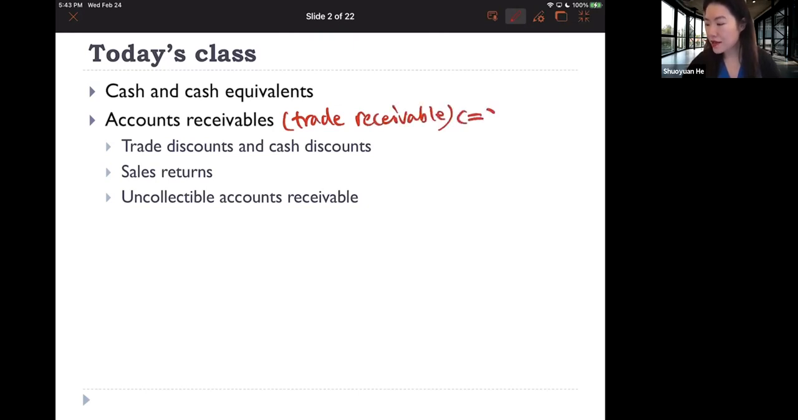And as you can see from the name of this term, it is receivables. Those are trade related, and it is different from something called non-trade receivable. So non-trade receivable are usually not trade related. It is not related to the sale of goods or provide of service of the firm. A typical example of a non-trade receivable is interest receivable.